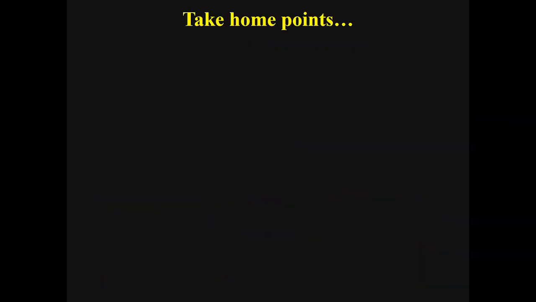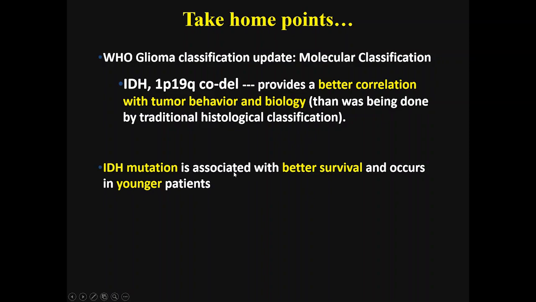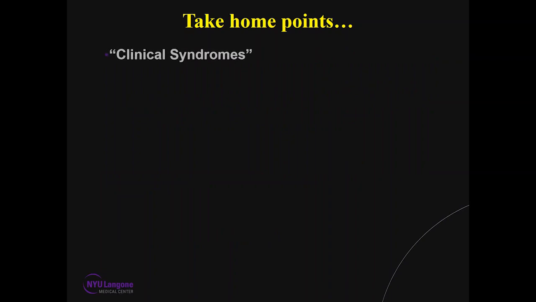Okay, just to summarize a few take-home points. The WHO glioma classification update of 2016 is based on molecular markers, genomic markers, as we see now that IDH and 1p19q co-deletion status provide a better correlation with tumor behavior and biology than was being done by the older traditional histological classification system. IDH mutation is associated with better survival and is seen in younger patients. IDH wild type gliomas usually have higher blood volume. I did not really show you an example over here, but that's another important imaging marker we know now.